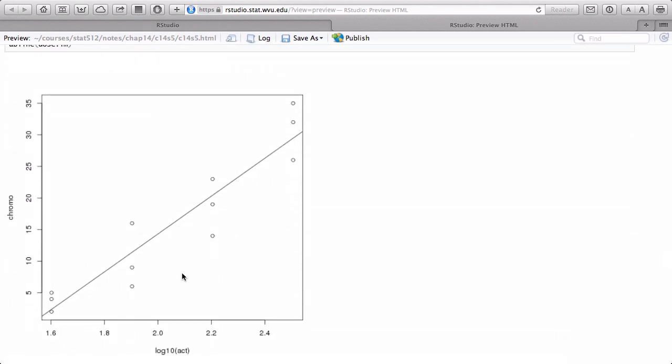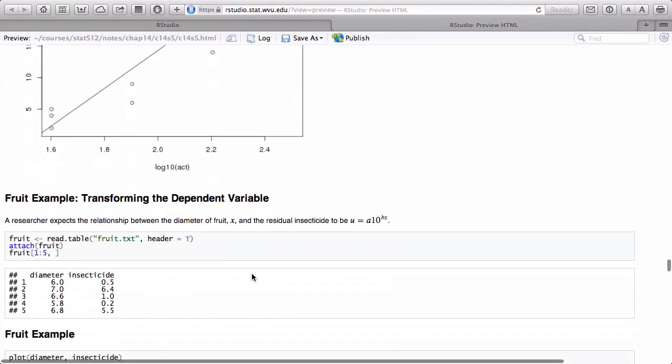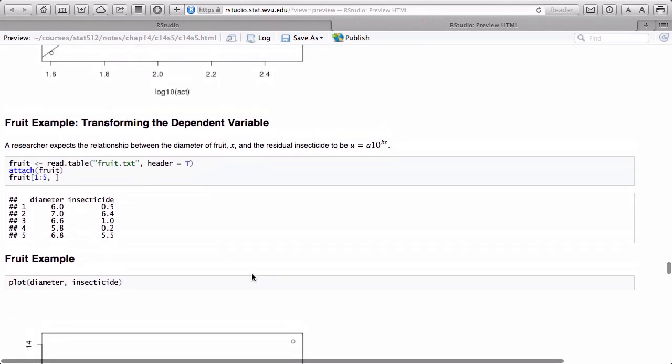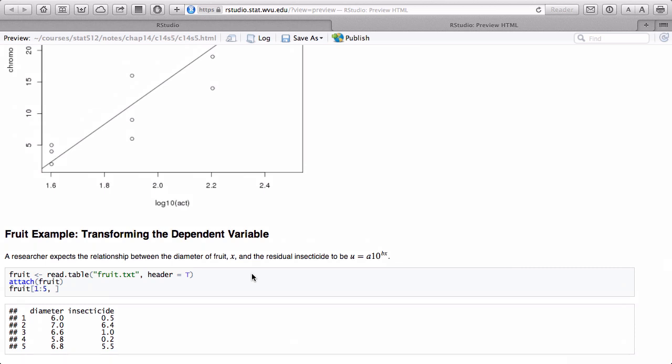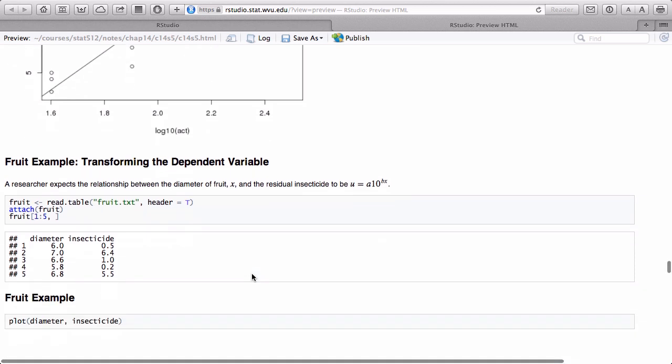So this brings it into the case where they're more equally spaced. So that was a case where we transformed x. Now let's look at a case where we actually transform y.